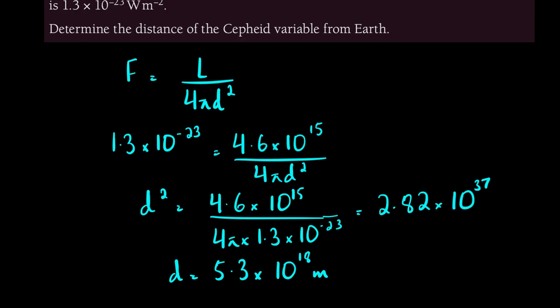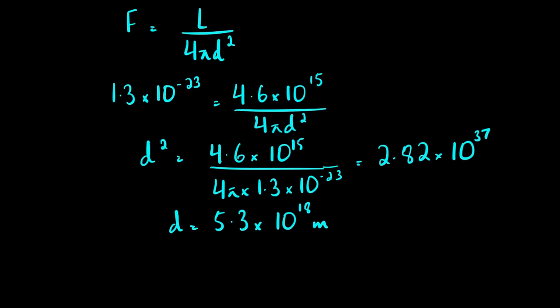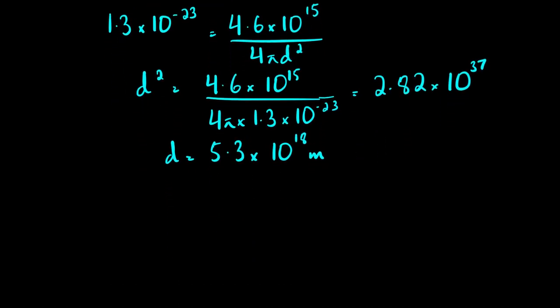Right, so when we say a standard candle, it's obvious and it's implied that we know its luminosity L. F can be known by the telescope. So if we know F and L, we can just rearrange this equation to find D. So there are some other types of standard candles as well.